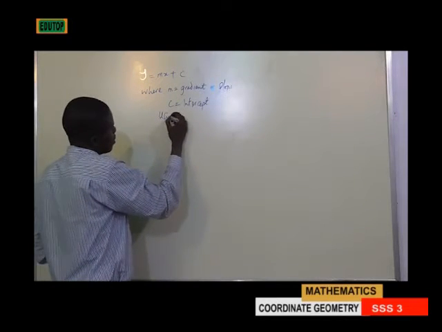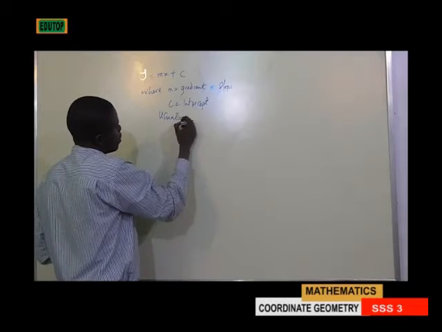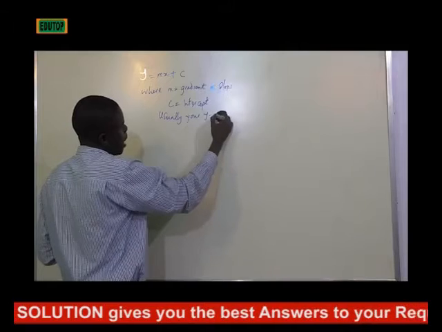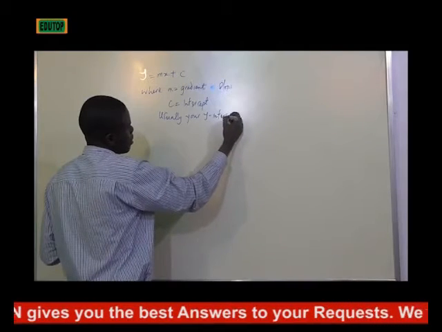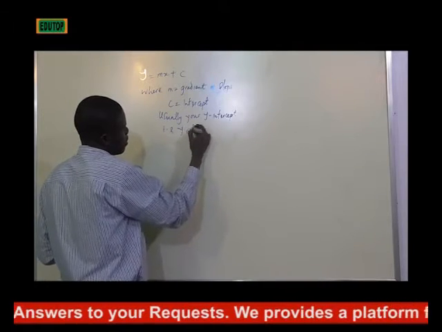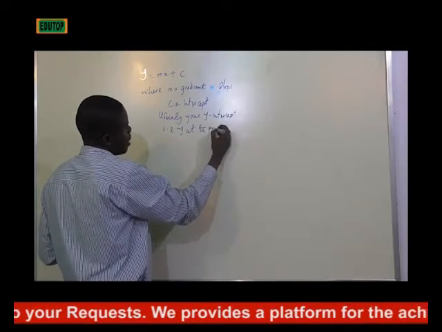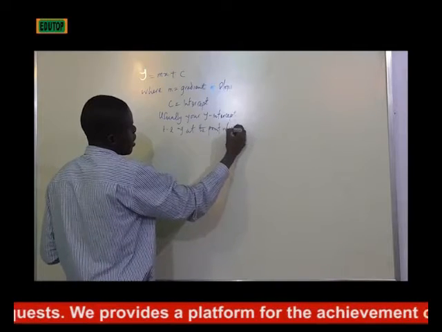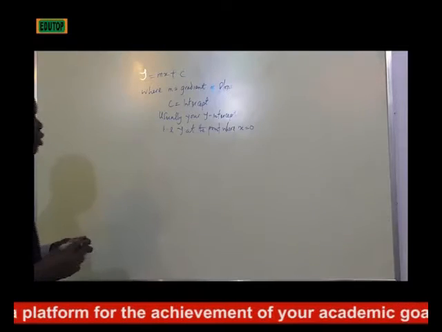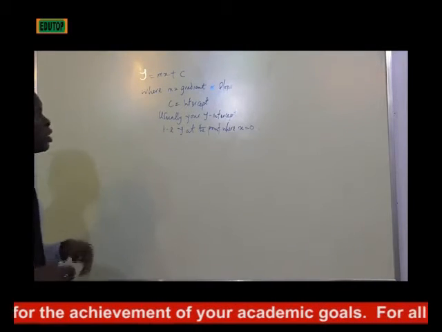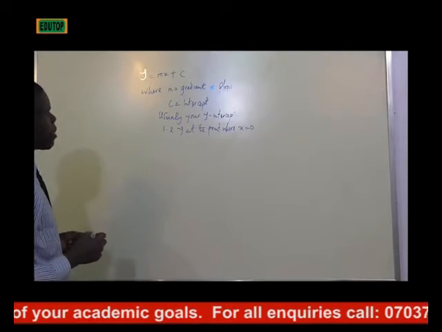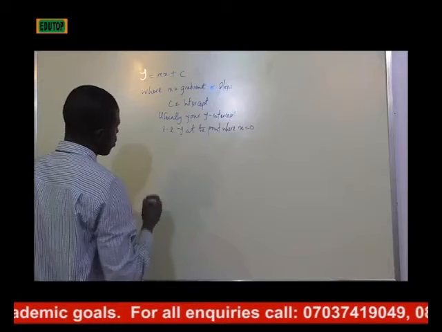Usually your y-intercept, that is y at the point where x is equal to 0. So this is the model for the equation of a line. Now, a situation can be given whereby we'll be asked to determine the equation of the line.